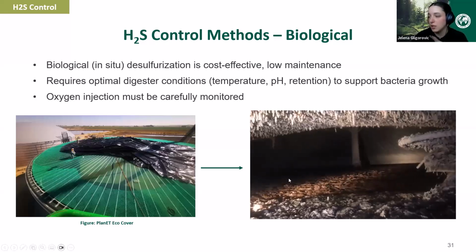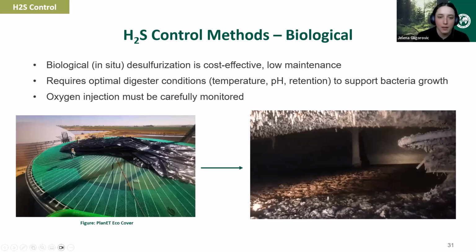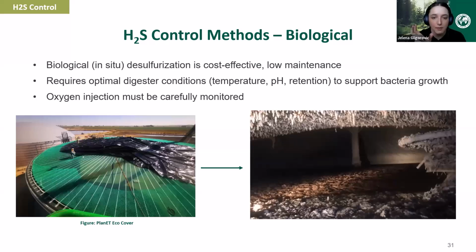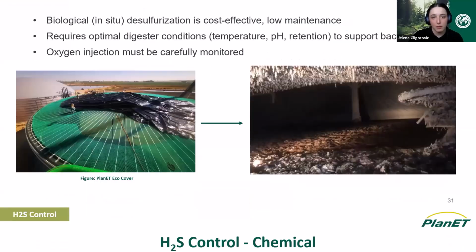You can see that actually on the right side of the screen, that stuff at the top, which looks like stalactites in a cave. That's the eco cover with all of the bacteria on it, reducing the H2S in the tank. Obviously, you have to carefully monitor your oxygen levels, though, to make sure that they don't get too high and that they're not too high for the grid thresholds in your RNG with your grid specifications as well. However, this is a very cost-effective, low-maintenance way of reducing H2S.